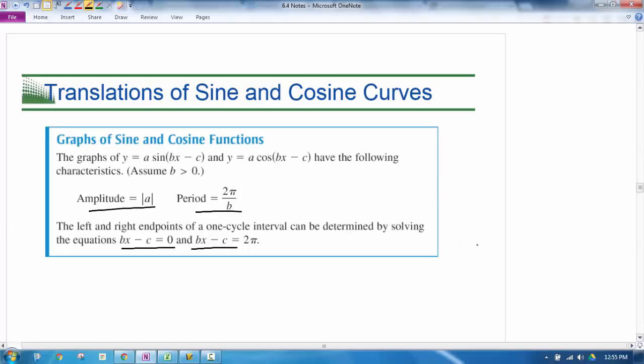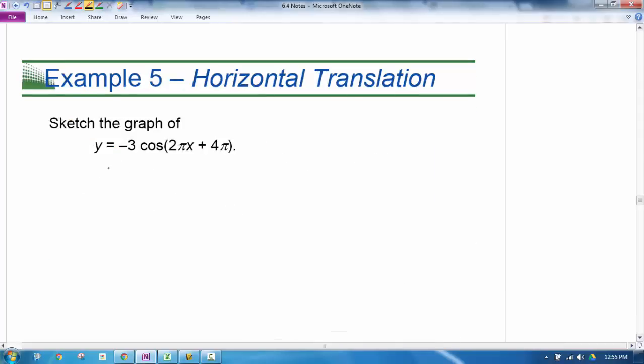That can be helpful too. It might be something you want to use. So let's try another one then. Let's sketch a graph of this.